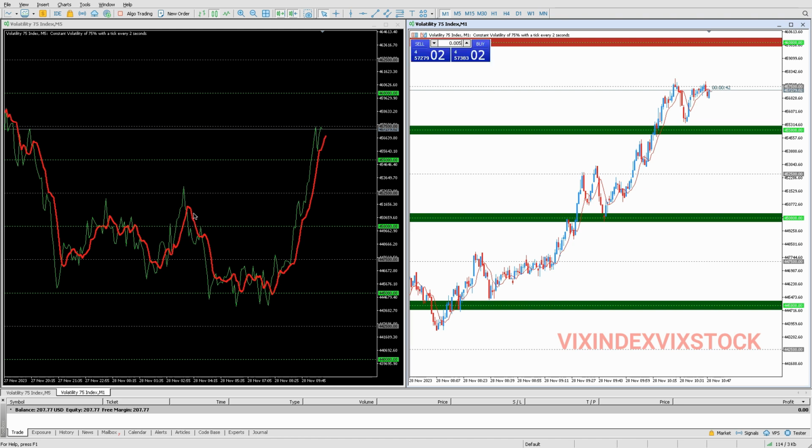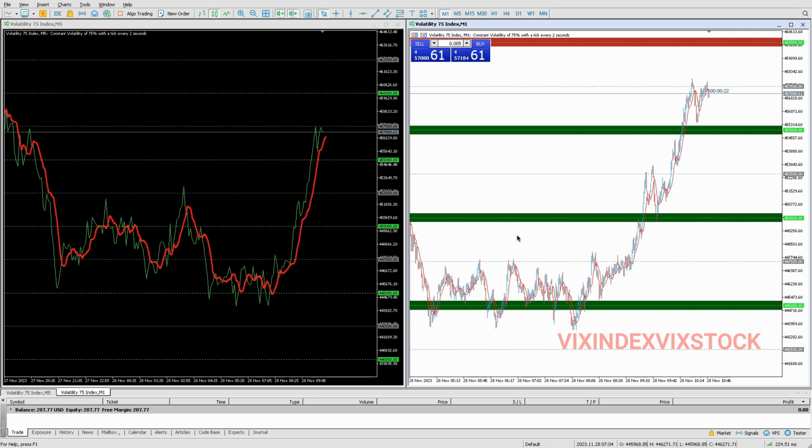As long as price is below what? The red line. Price is green and the red line is the moving average. As long as price stays below the red line, I'm looking mostly for selling opportunities. Let me zoom out a bit. I'm looking for selling opportunities.